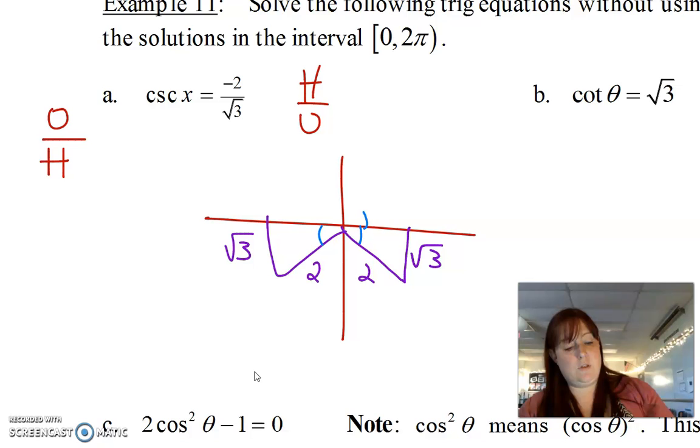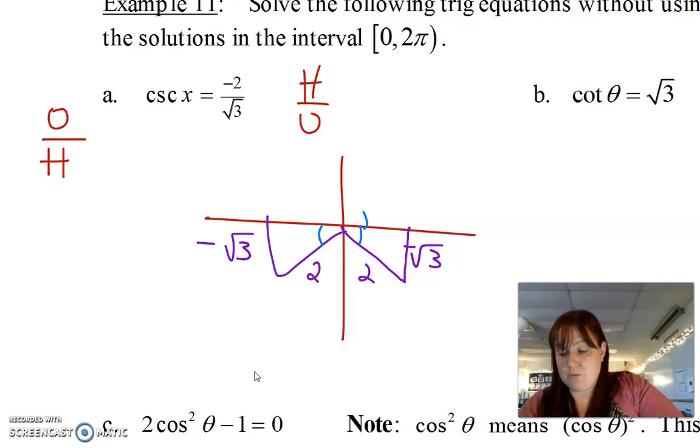Okay? And those are both negative. And so it's saying, what function could this possibly be? Which angles are going to give us this?